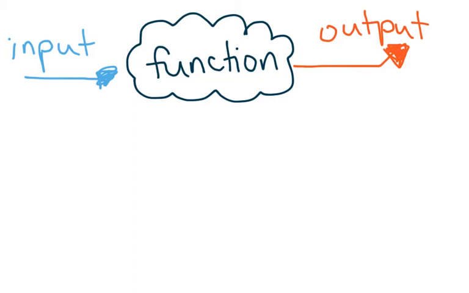A function is a mathematical relationship in which each input that goes into the function results in exactly one output. You can think of a function kind of like a math machine. You put something into it, the function does some kind of work on it, and then what you put in comes out for a unique output.